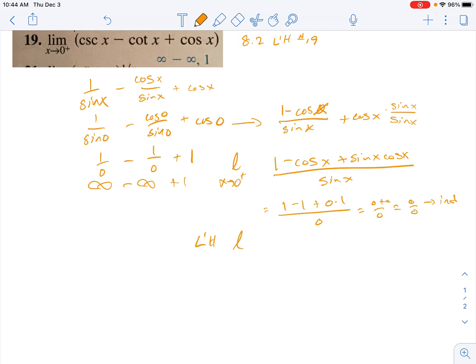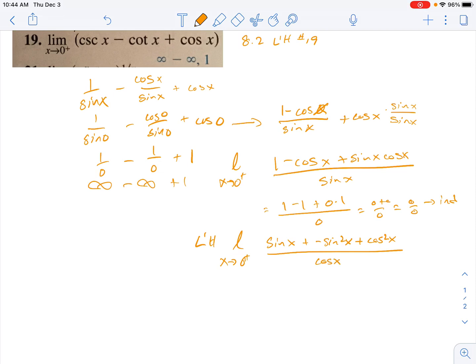So when we L'Hopital it, we're going to do the limit as x goes to 0 from the right of the derivative of the top over the derivative of the bottom. So the derivative of the top is going to be sine of x plus, and now we've got to do product rule, so sine times the derivative of cosine is going to be negative sine squared x, plus cosine times the derivative of sine, cosine squared x, all over the derivative of sine of x, which is the cosine of x.